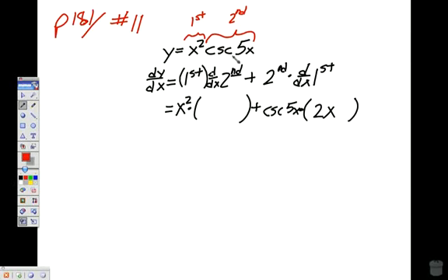Okay, but it's not of x, it's of 5x. So we're going to have to do a chain rule here. If f is the cosecant of x, and g is 5x, then f of g would be the cosecant of 5x. So that's where we're going to go here. Chain rule.